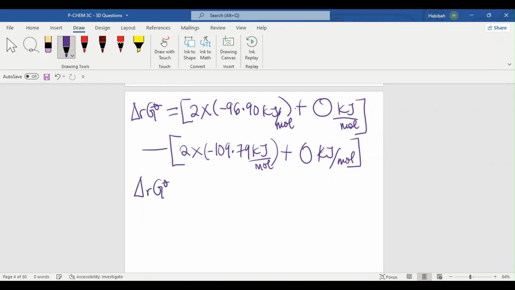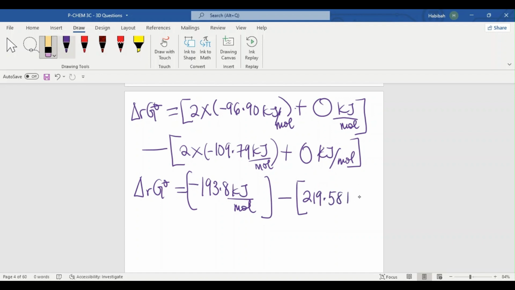Gibbs energy of reaction is just 2 times negative 96.90 kilojoule per mole. That's negative 193.8 kilojoule per mole. Okay, so just this. And of course, plus zero, so we don't have to focus on that. So this is the product side minus 2 times negative 109.79 kilojoule per mole. We know that to be 219.58 kilojoule per mole. Of course, plus zero, we don't have to write that down.